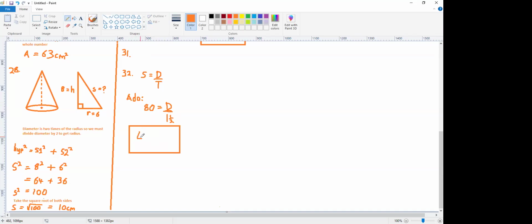4 equals x over 2. Who can tell me what I will do to both sides to get my x?